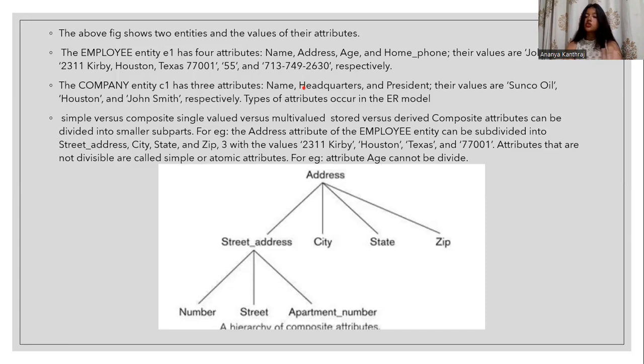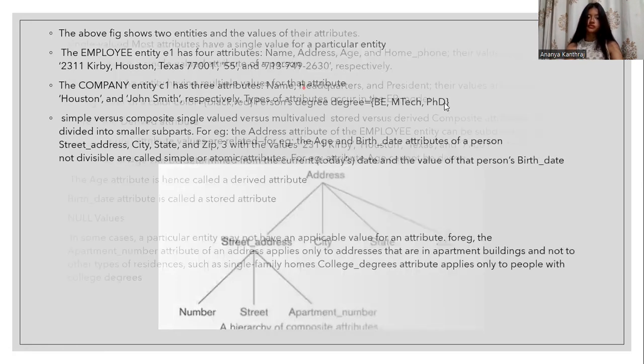Here we can see the hierarchy of composite attributes: the address, which includes the street address, city, state, and zip code, whereas the street address further includes the number, street, apartment number, and so on.